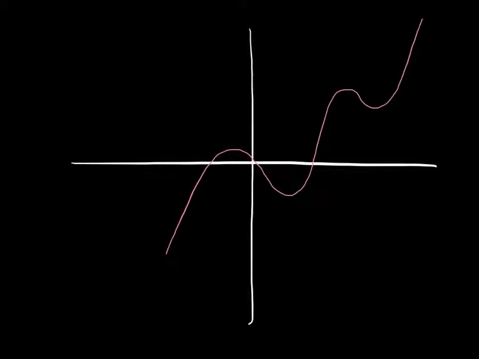Here we can see more concavity. It is concave down from here to here, but then switches to up here, back to down, and then back to up again. Graphs can have many different concavities all at the same time.